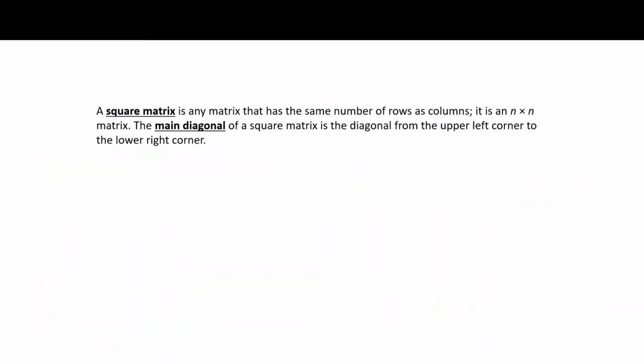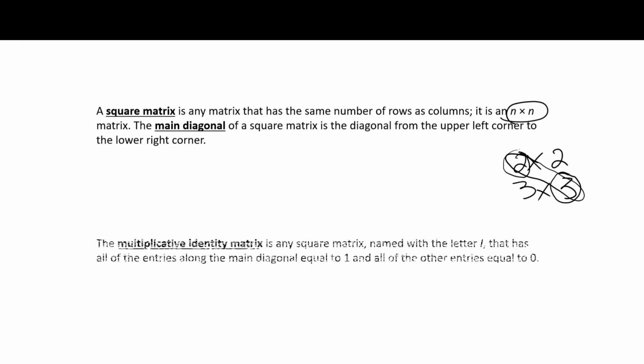All right, we're going to talk about a square matrix. A square matrix is any matrix that has the same number of rows as columns. And what that means when it says n by n, it just means like it's a 2 by 2 times a 2 by 2, all right, or a 3 by 3. They're the same. The main diagonal of a square matrix is the diagonal from the upper left corner to the lower right corner, all right. So that's going to be called the main diagonal. And so that's what we know about that.